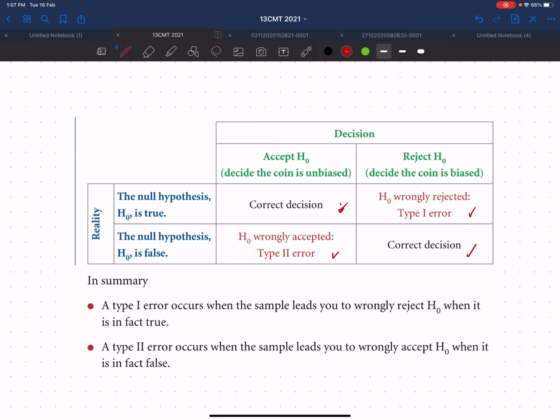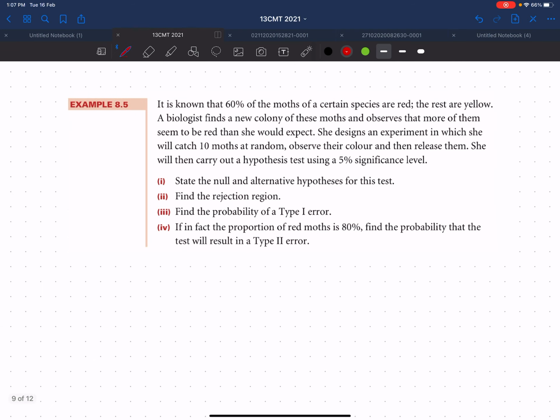And you may be asked to do certain things with this, so let's actually have a look at a question which involves these concepts. So here's a question about a scientist who is looking at a certain species of moths. 6% of those moths are known to be red, and the rest are yellow. Okay. However, this scientist comes across another group of moths, and she observes that seemingly they are more red than she would have expected.